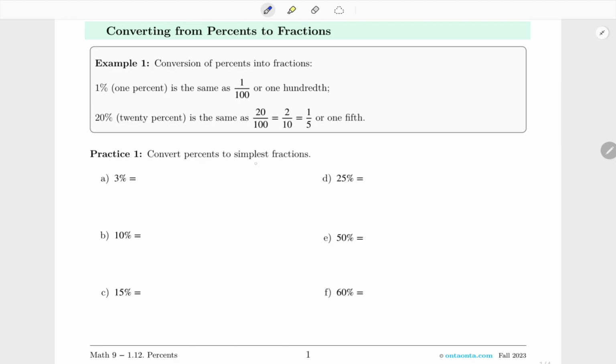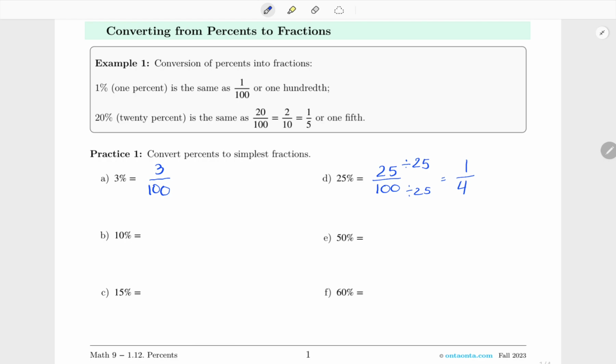Convert percents to simplest fractions. 3% is 3 out of 100. 25% is 25 out of 100. We can reduce it further by dividing top and bottom by 25. We get 1 over 4.